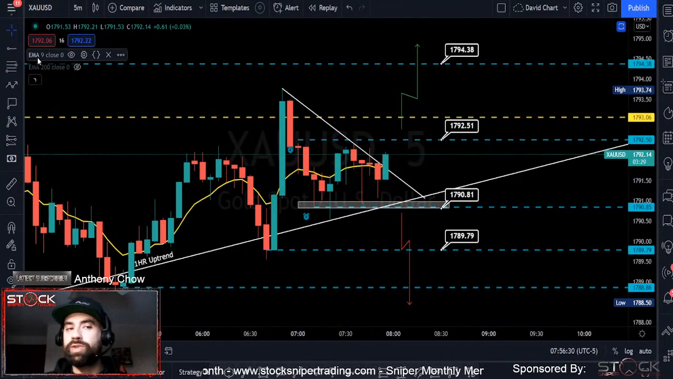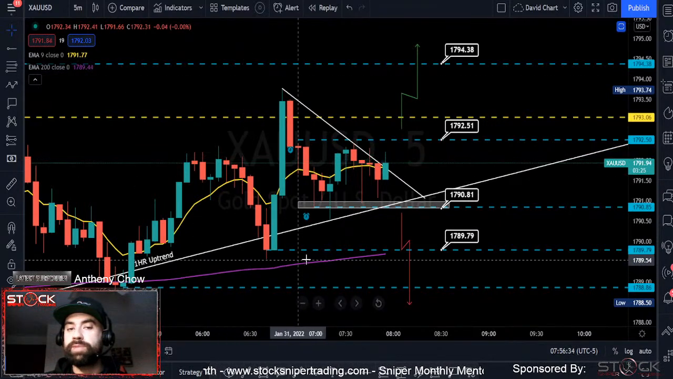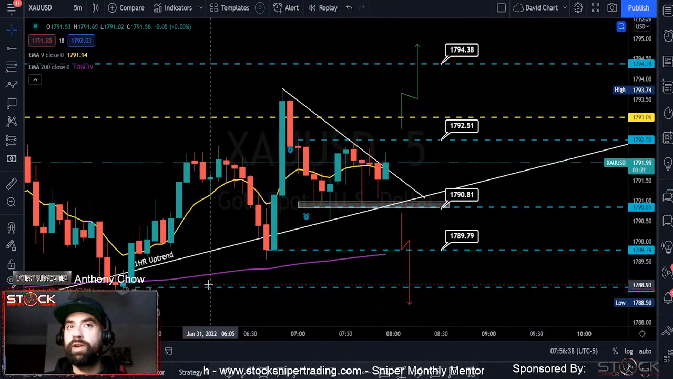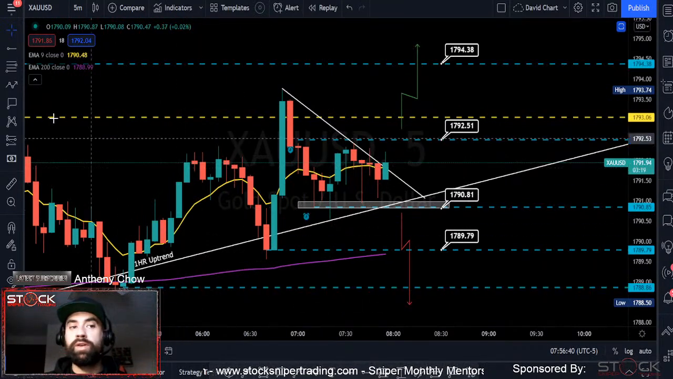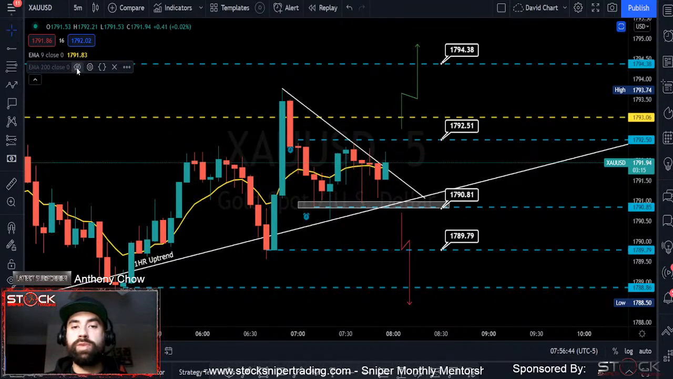I don't want to throw in too much right now, guys. It'll crowd it, but that's the 200. This is the 200 exponential moving average on gold in the 5-minute. You can see we're currently above it. So I'm just going to minimize that just because there's too much on the chart currently.